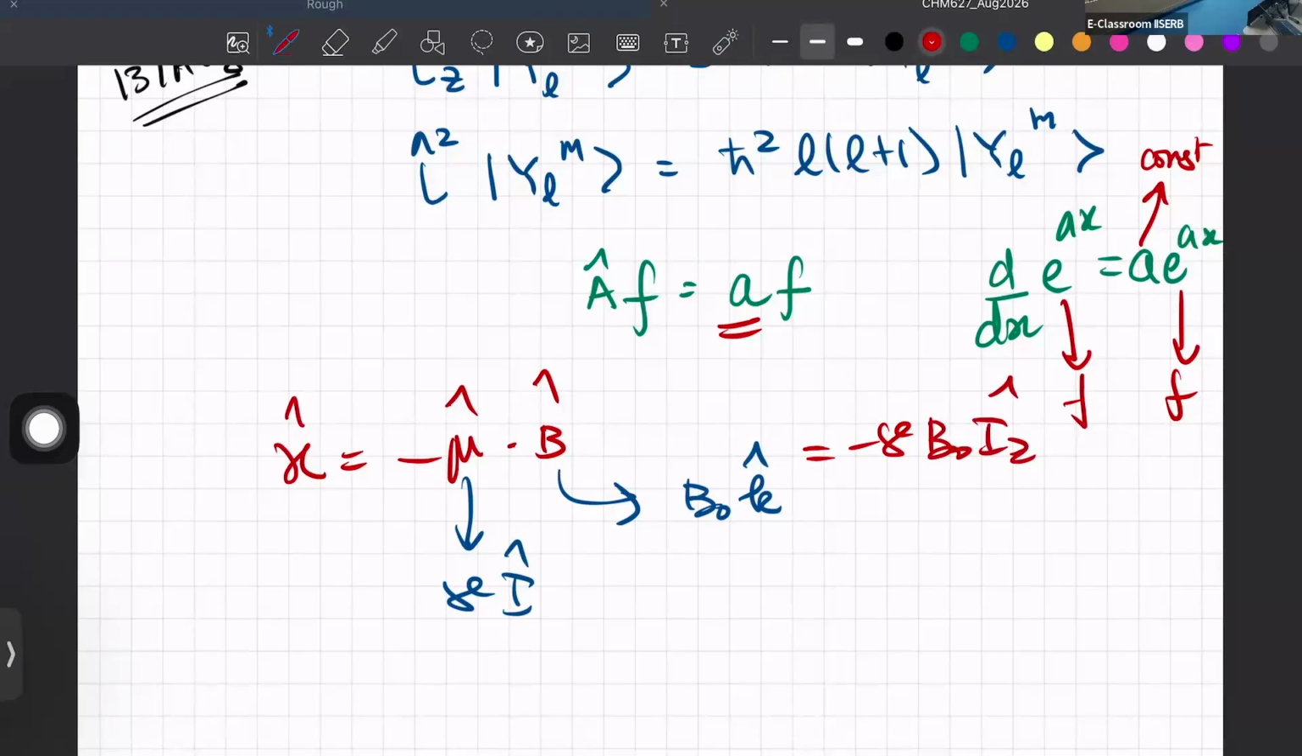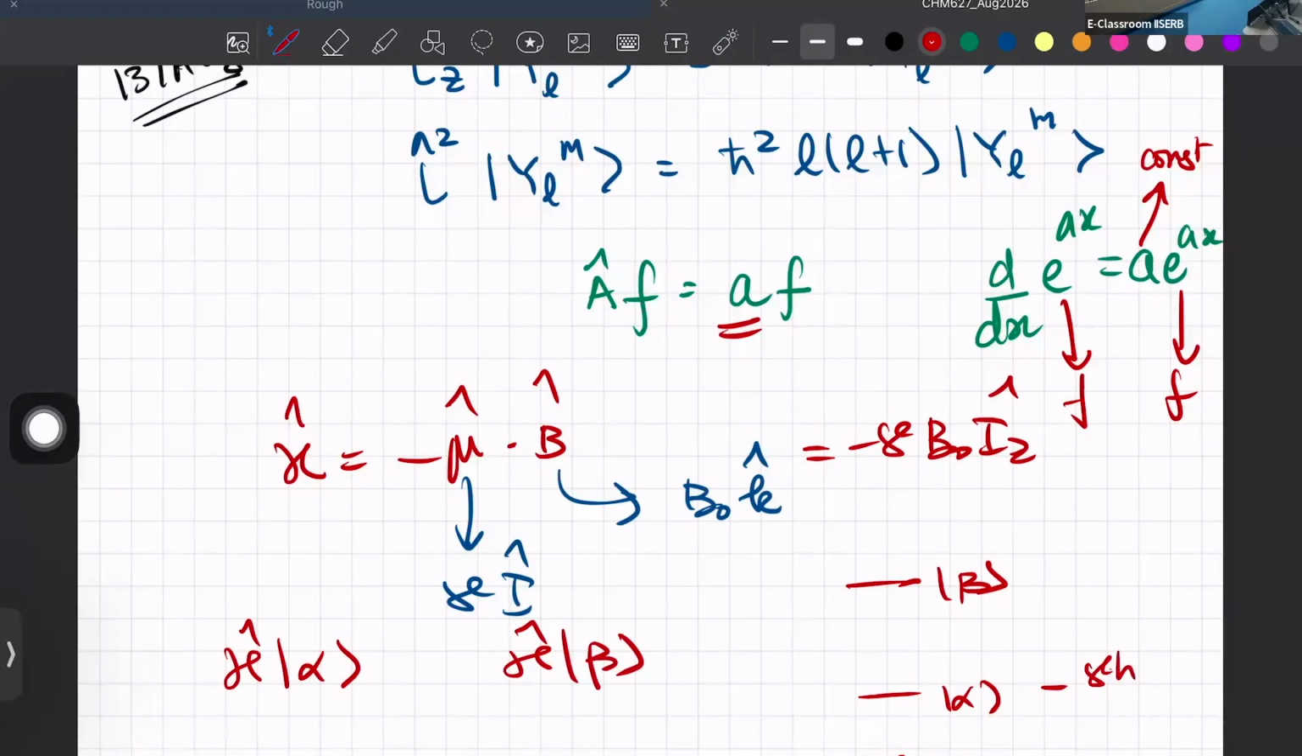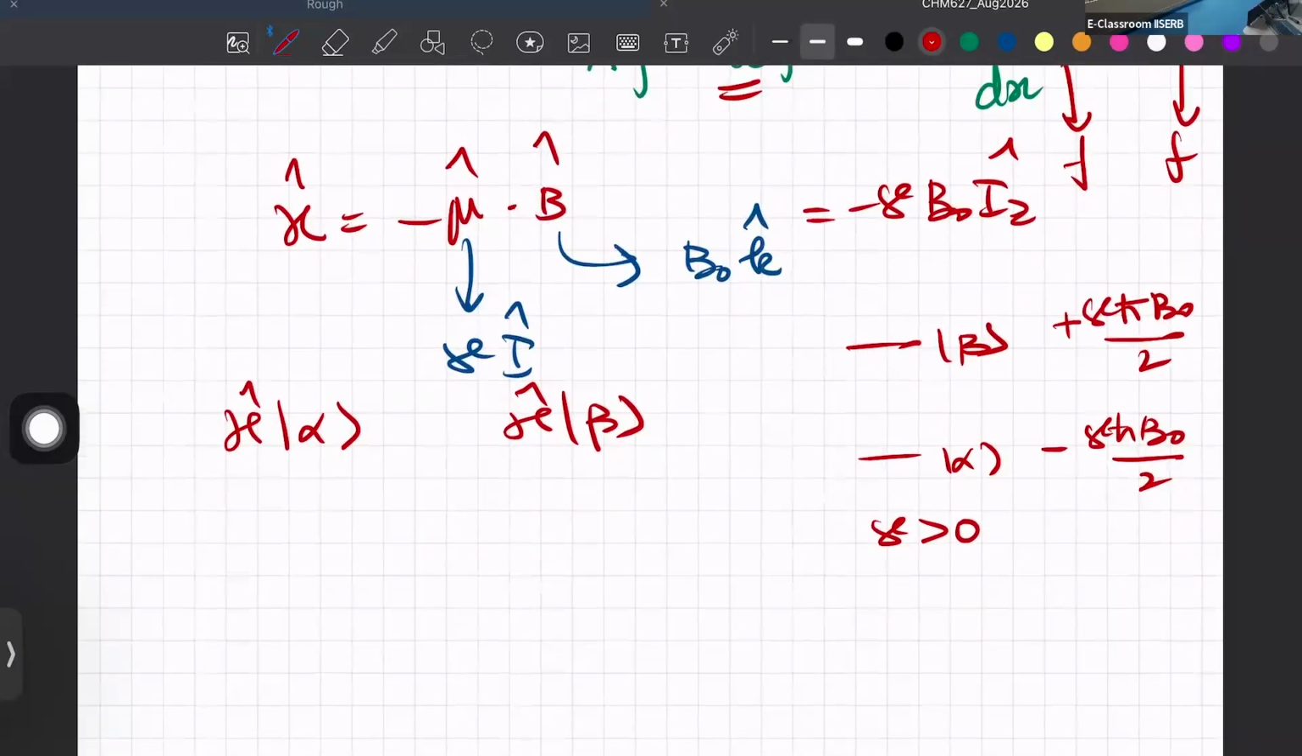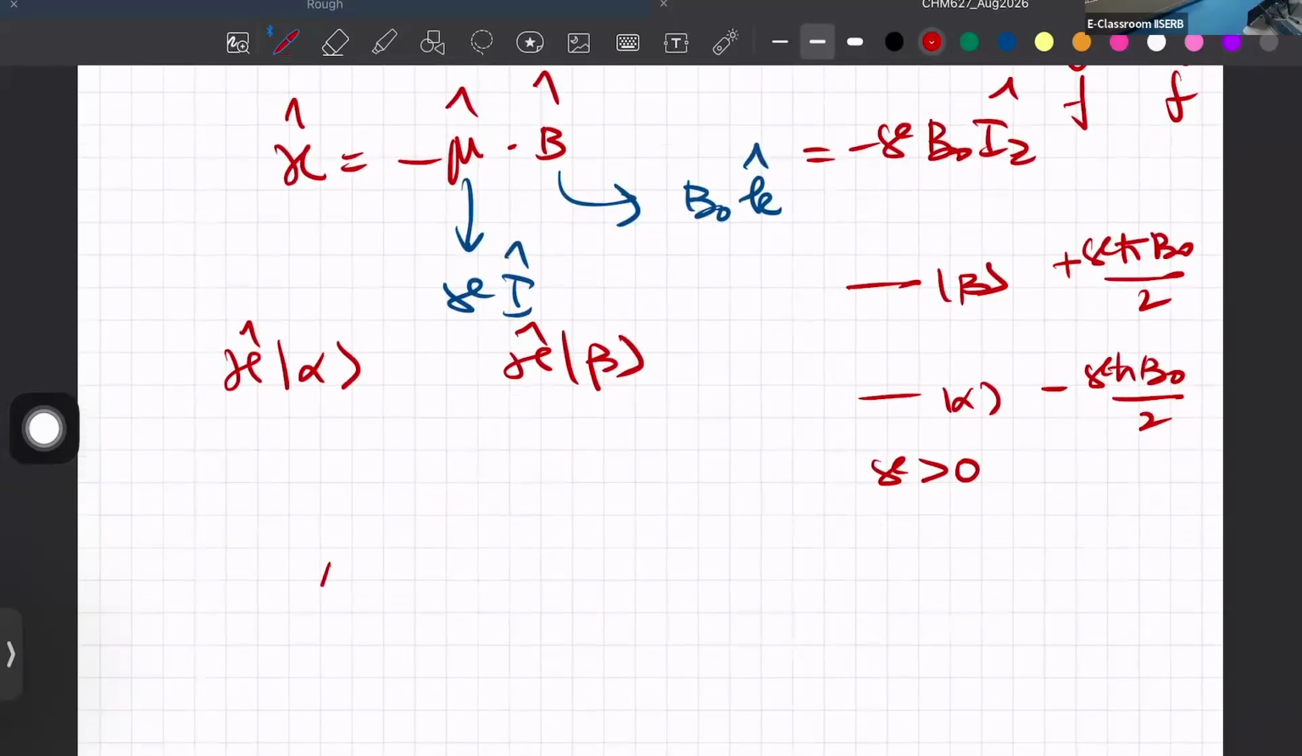And therefore, we were trying to ask what is going to be the Hamiltonian in the alpha state and the Hamiltonian in the beta state. And then we were able to appreciate the fact that when gamma, the gyromagnetic ratio, is greater than 0, the alpha eigenstate is the lower energy state with the energy gamma h cross B naught by 2, and the higher energy state is gamma h cross B naught by 2. And therefore, the energy difference between these two states is going to be given by gamma h cross B naught.